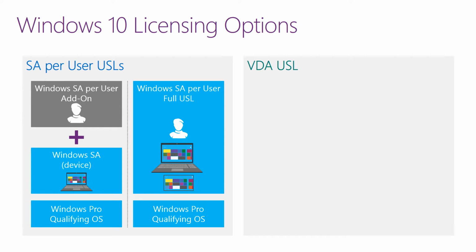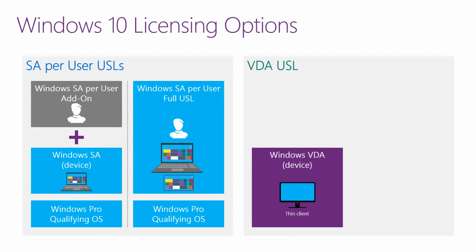Well, here he can buy the full Windows SA per user USL for the primary user of his devices with a qualifying operating system. And this again unifies the licensing of Windows for that user. And what VDA options are there? Well, what about the customer who has thin clients and he's bought VDA device licenses for them, but now wants to unify the licensing of Windows?